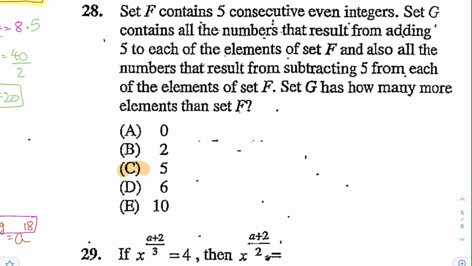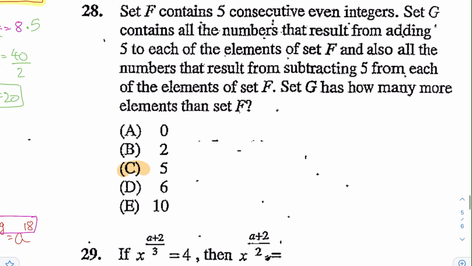Next for number 28. Set F contains 5 consecutive even integers. Set G contains all the numbers that result from adding 5 to each of the elements in set F, and also all the numbers that result from subtracting 5 from each of the elements. Set G has how many more elements than set F?